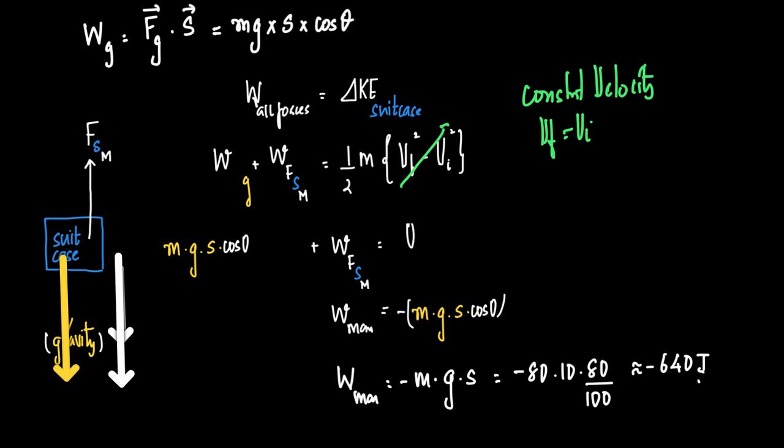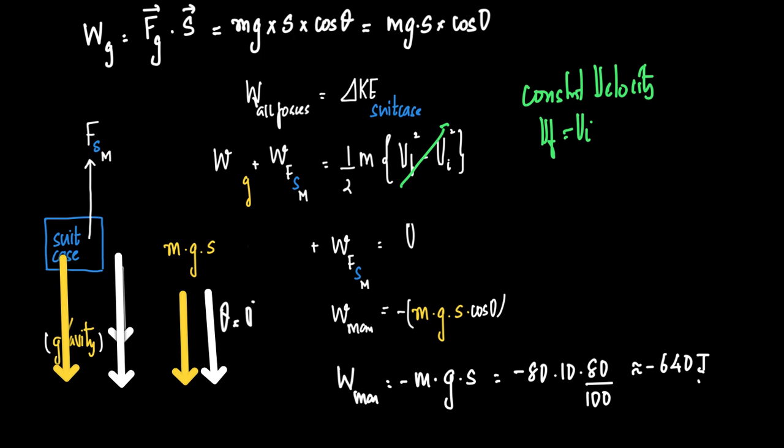So if you consider these two vectors here, maybe I'll just draw it separately. If you consider the weight and the displacement vector, then we have the angle between them to be 0 degree, right? So this expression mg times s times cos theta becomes cos 0, which is 1. So we have mgs plus work done by man is equal to 0, which means work done by man is equal to minus mgs.